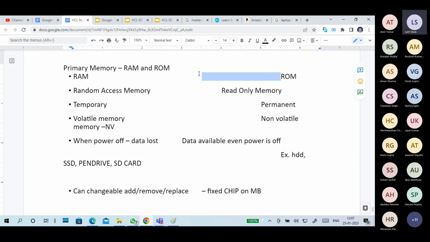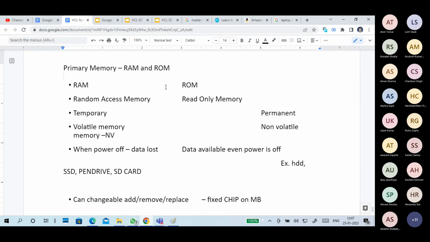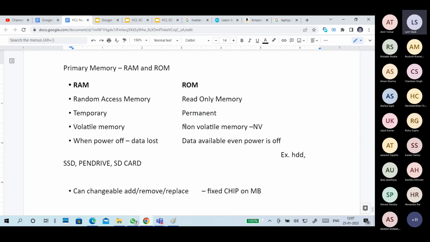What is RAM? Random access memory. What is ROM? Read-only memory. Next. RAM and ROM are primary memories. Next. In a RAM, data stores temporarily. In a ROM, data stores permanently.